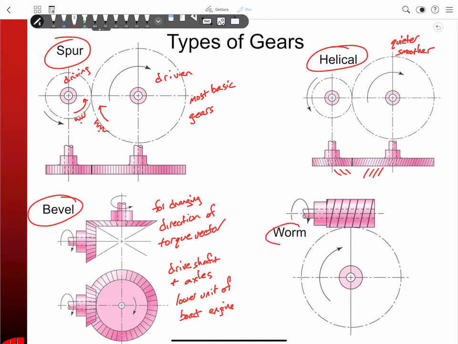And then finally, we have worm gears for very large gear ratios. All right, what is a gear ratio? So this could turn 100 times, where this turns maybe one time. So we get very, very high gear ratios with these gears.